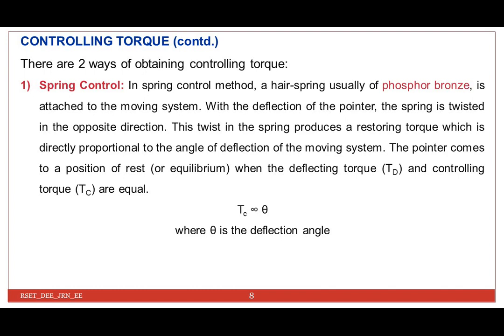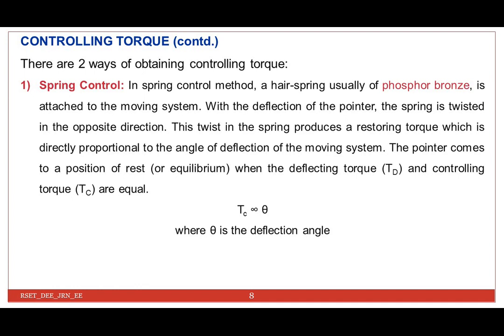In the spring control method, a hair spring, usually phosphor bronze, is attached to a moving system. With the deflection of the pointer, the spring is twisted in the opposite direction. This twist in the spring produces the restoring torque, which is directly proportional to the angle of deflection of the moving system. The pointer comes to equilibrium position when the deflecting torque and controlling torque are equal.